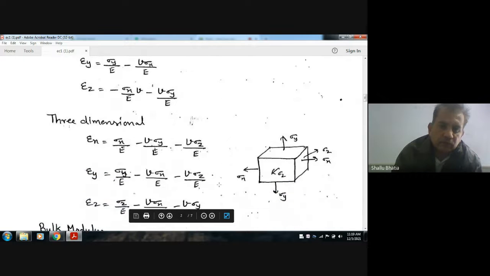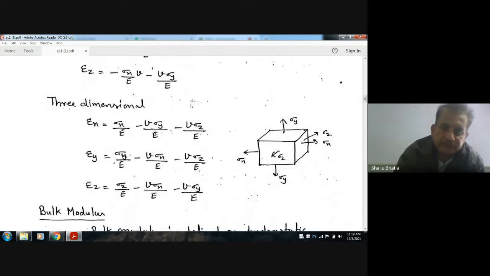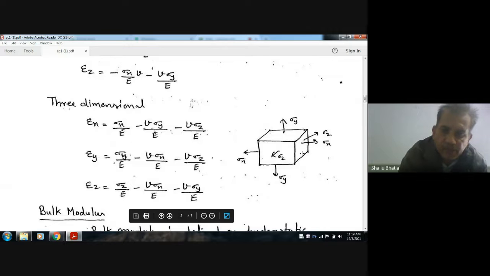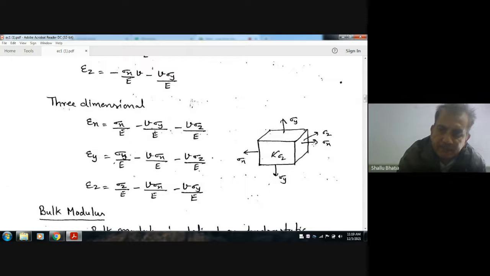Now in the three-dimensional case, sigma x, sigma y, and sigma z are acting on a block. Sigma x will cause direct strain in x direction and lateral strain in y and z direction. Similarly, sigma y will cause direct strain in y direction and lateral strain in x and z direction.